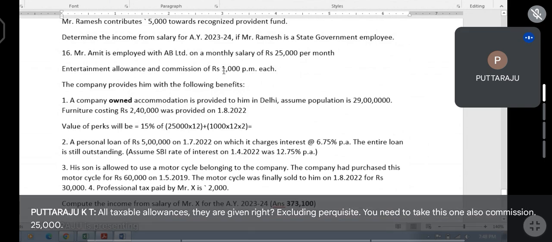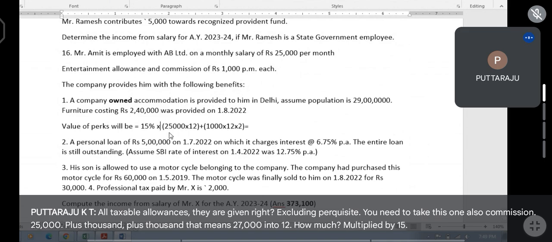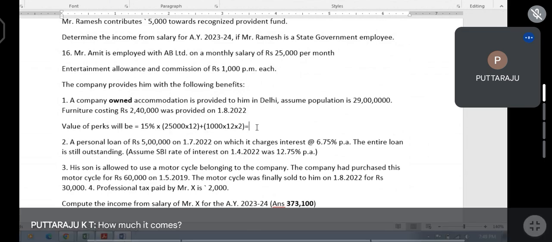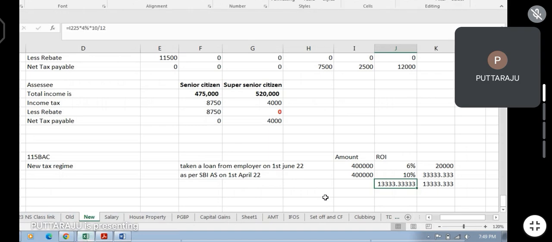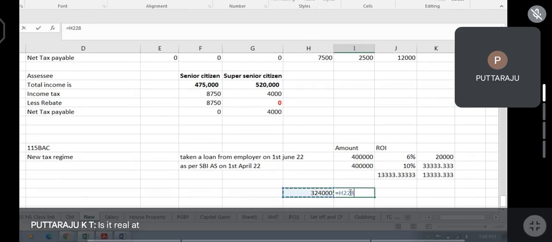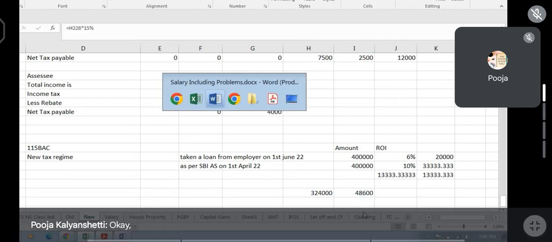25,000 plus 1,000 plus 1,000. That means 27,000 into 12. How much? Multiplied by 15. How much does it come to? Is it 3,24,000? 48,600. 48,600.